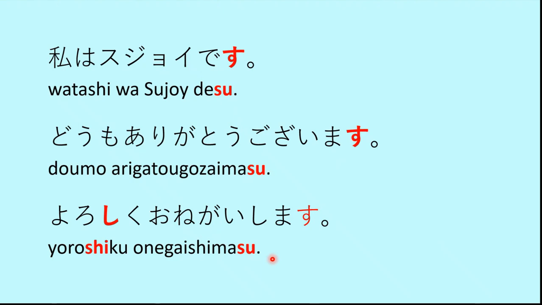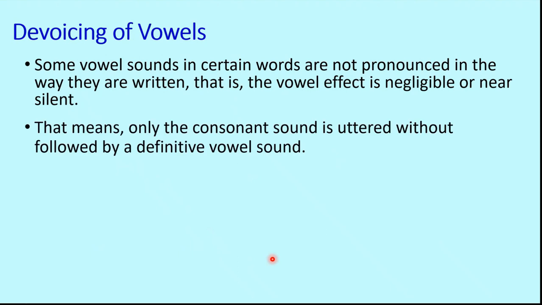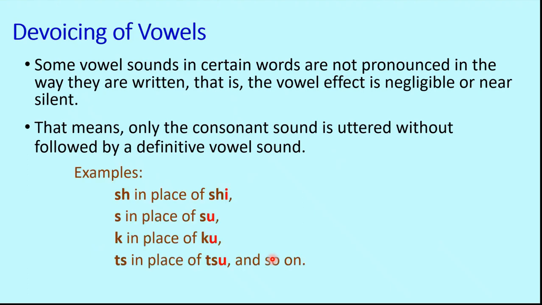So what's devoicing then? Some vowel sounds in certain words are not pronounced in the way they are written. That is, the vowel effect is negligible or near silent. So this is devoicing. That means only the consonant sound is uttered without being followed by a definitive vowel sound. For example, sh in place of shi, s in place of su, k in place of ku, ts in place of tsu, and so on.